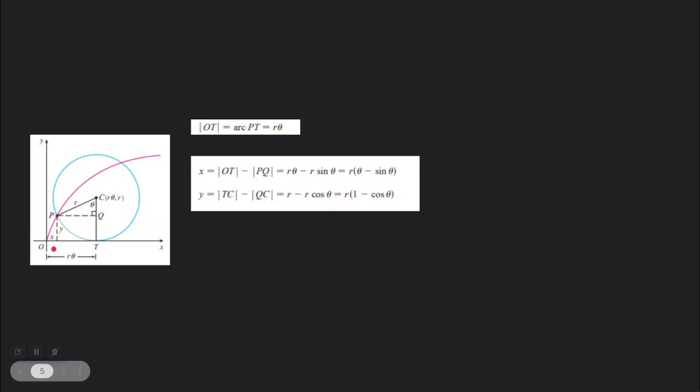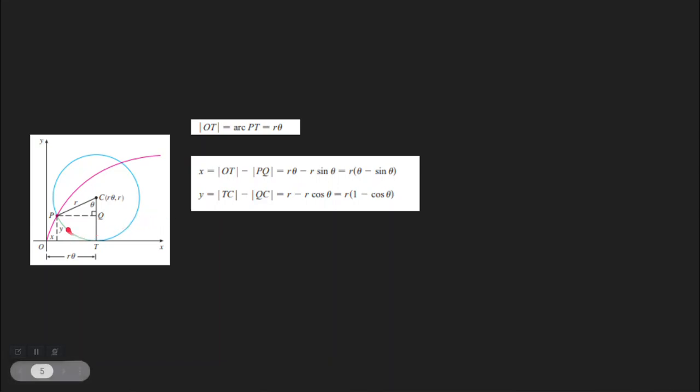If you were to notice, we have the x component of the point P and the y component of the point P. If I were to find the x, this distance, it would be OT minus PQ. Now, OT is going to be r theta, if you recall, and PQ is going to be the sine component of this particular distance r. So we can say that x is OT minus PQ, which is r theta minus r sine theta, which is r into theta minus sine theta, the x component of our point P.